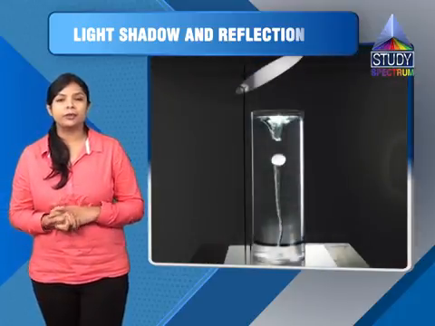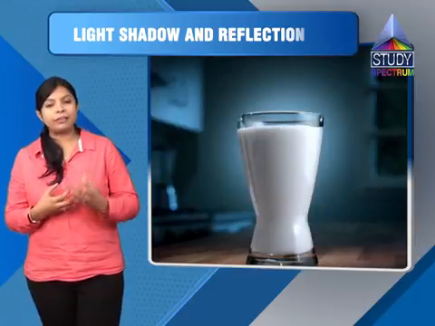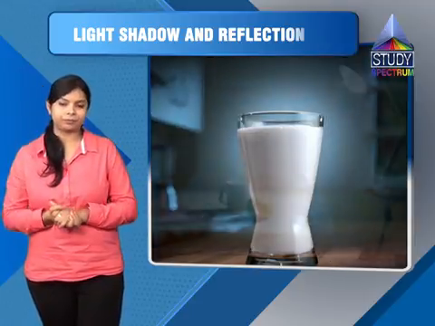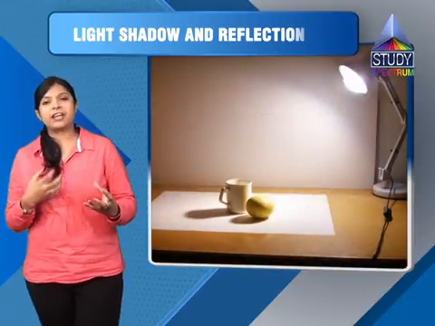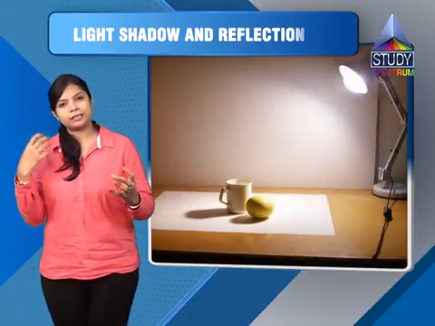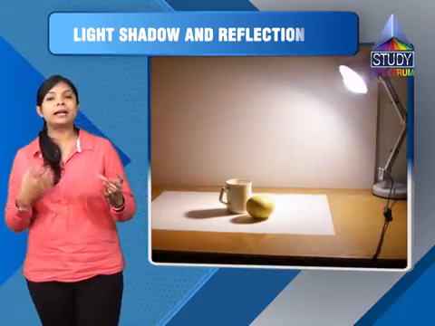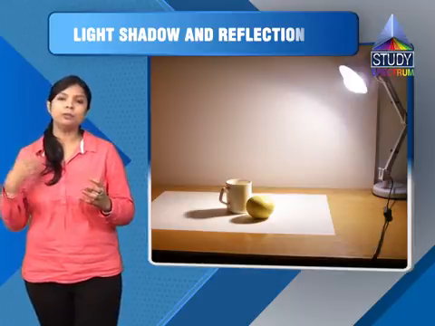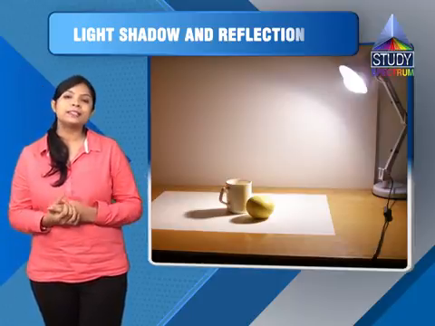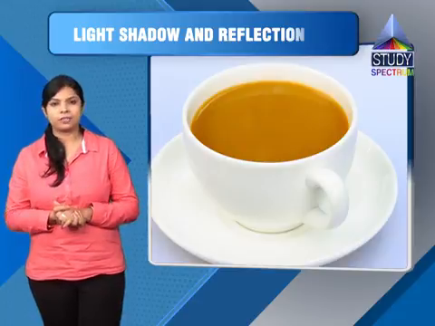Now in the next activity, fill this glass with tea and again try to see the torch in the same manner. You will see that there is no light passing through the tea. So we can say that tea is an opaque object.